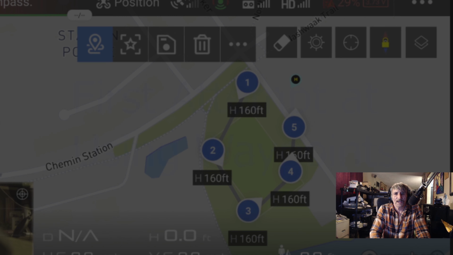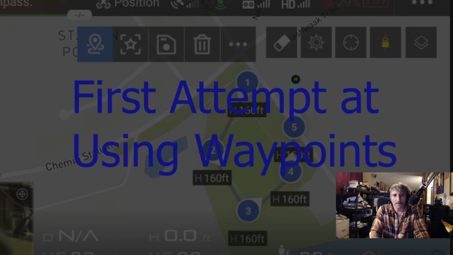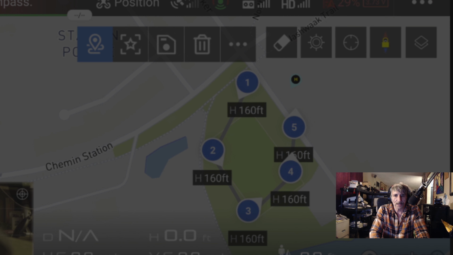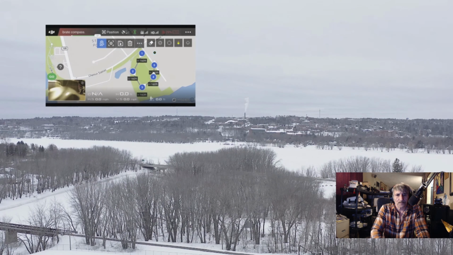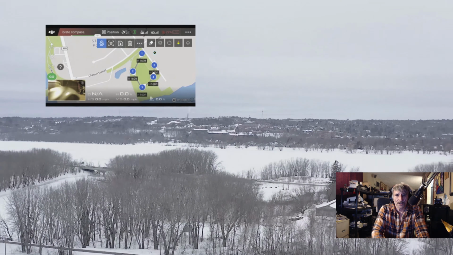So you can see I have 5 waypoints set up. Those are indicated in the blues and there are numbers on them. That's going to be my flight path. That was pre-planned. I didn't do that one on site, but I could have. So right now I'm leaving my home point and heading towards waypoint 1.